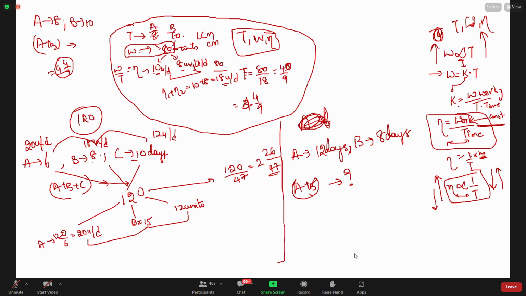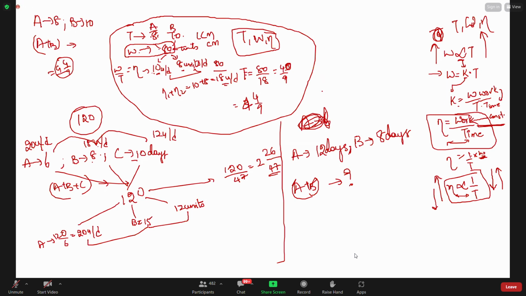If A, B work together, how long will it take? Very good. Very good, students. Very good. One more quick example.